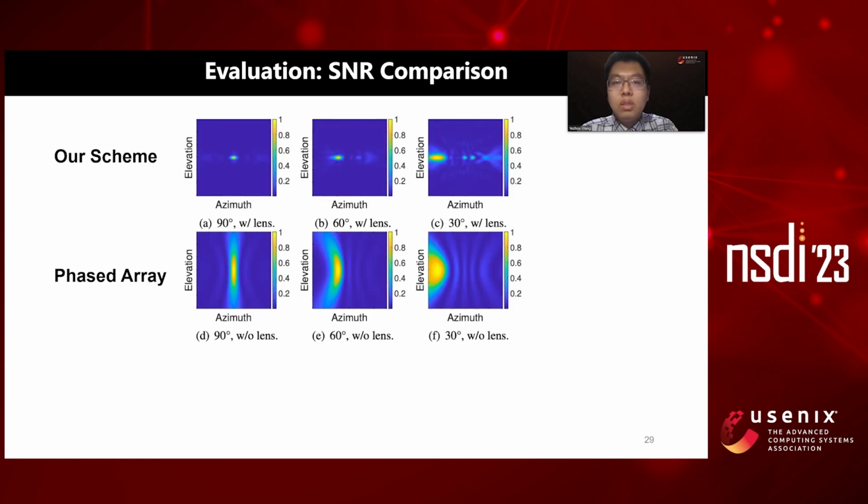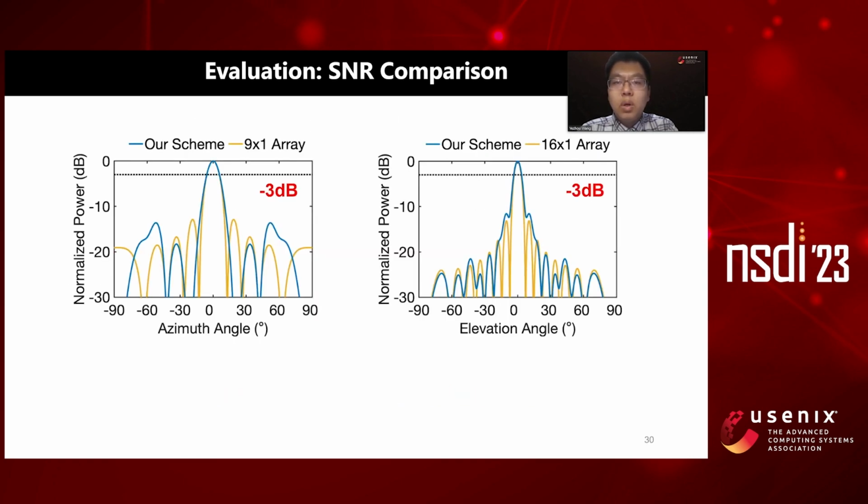To illustrate why our scheme has such a great SNR gain, we show the beam pattern of our scheme and the phased array. As we can see in the figures, a small phased array is only able to focus the beam in the azimuth direction, but adding a metasurface provides the ability to focus the beam in both azimuth and elevation directions. Beam width is important in the multipath problem. We further compared our scheme and the phased array system in beam width. The result shows that our scheme is comparable to a 9x16 phased array in terms of beam width.